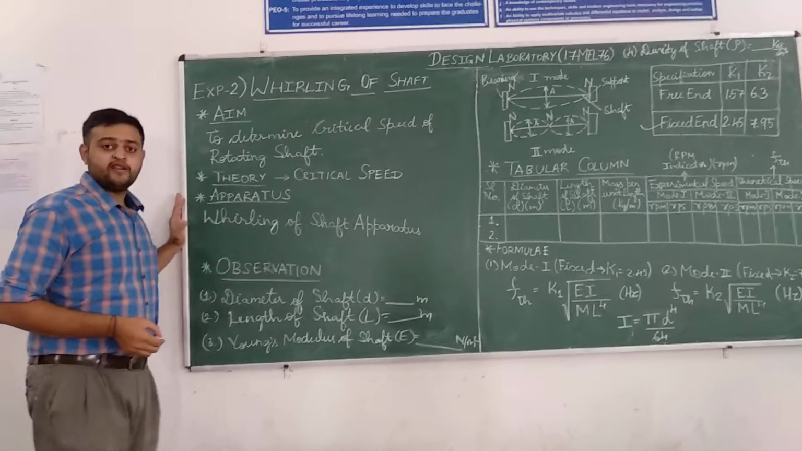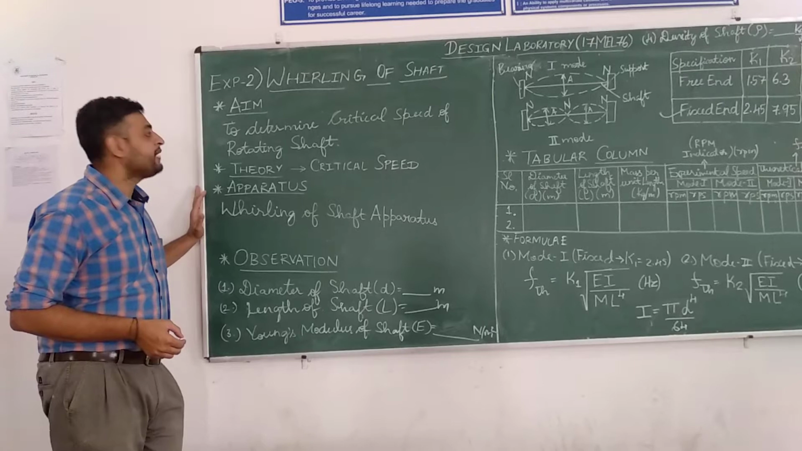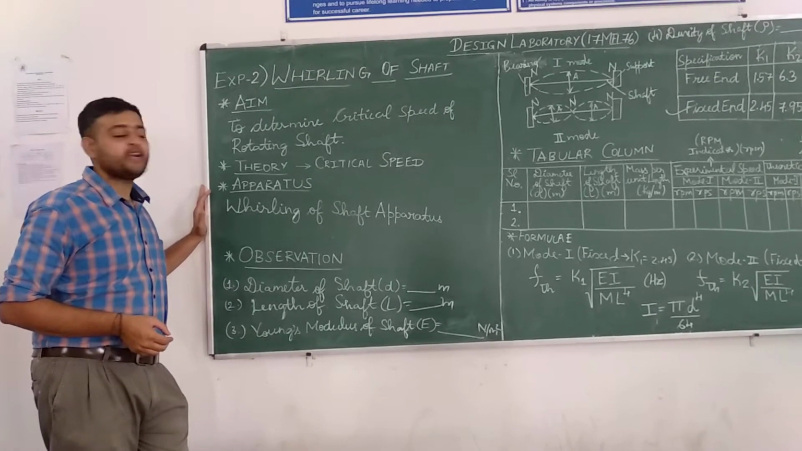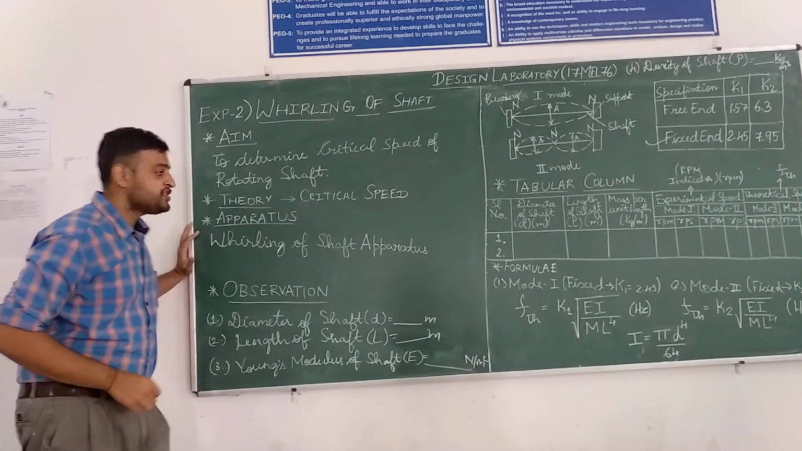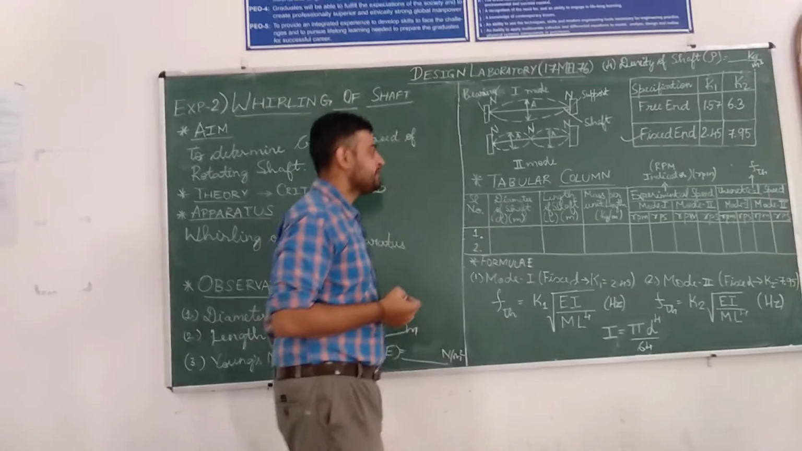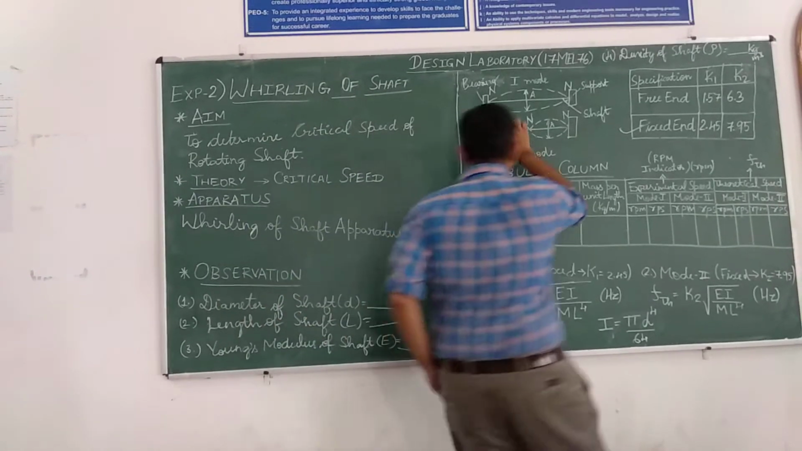In this experiment we are going to see about the whirling of shaft. So the aim of the experiment is to determine the critical speed of a rotating shaft. The critical speed is also called the whirling speed of the shaft. In order to understand what critical speed is, you can see the figure here.